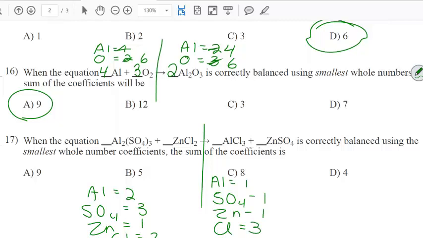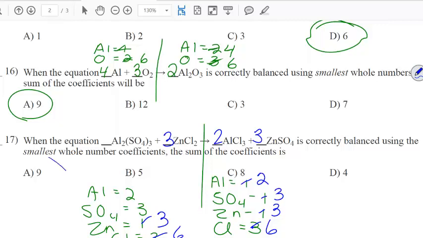So I'm going to pick somebody that's not balanced, and that's going to be easy to fix, which looks like aluminum. I just have to put a 2 there, and that changes my chlorines to 6. And then my sulfates seem pretty easy to fix. I'll put a 3 there. It's going to change my zincs and my sulfates to 3. So then I just have to fix my zincs, and in the process of fixing my zincs, I also fixed my chlorides.